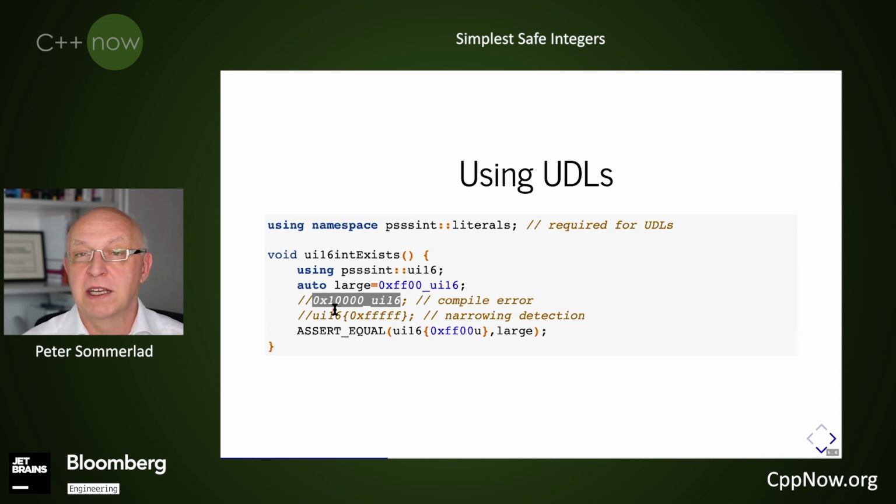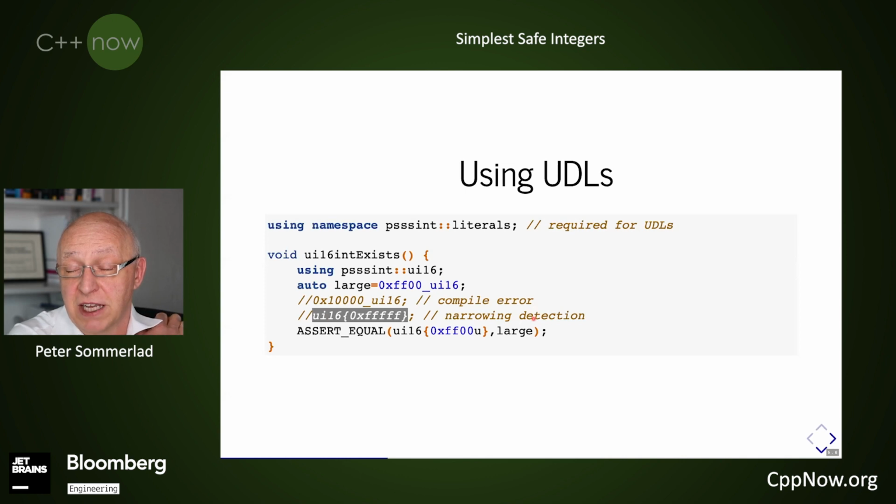And here are two cases where the actual compile error is happening. This would be a literal that is too big to fit in a 16-bit integer, and that will give you the corresponding compile error that we just saw with the throw expression there. And we can even try a narrowing detection, and if it's too big, again, the compiler will complain without any special means that it wouldn't fit there.